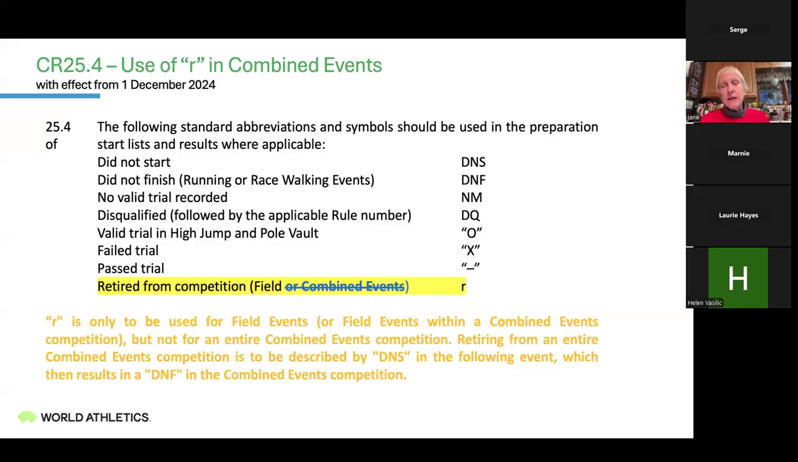And oftentimes I think in field events, what we do is it ends up being like a pass. But just so you're clear, combined events, you don't retire from a combined events competition. You can retire through the referee, but all it means is the following event will be DNS and the whole combined event competition then will be DNF.